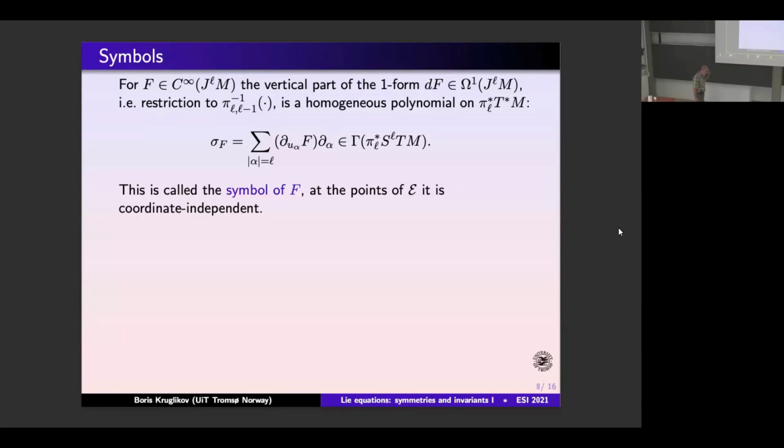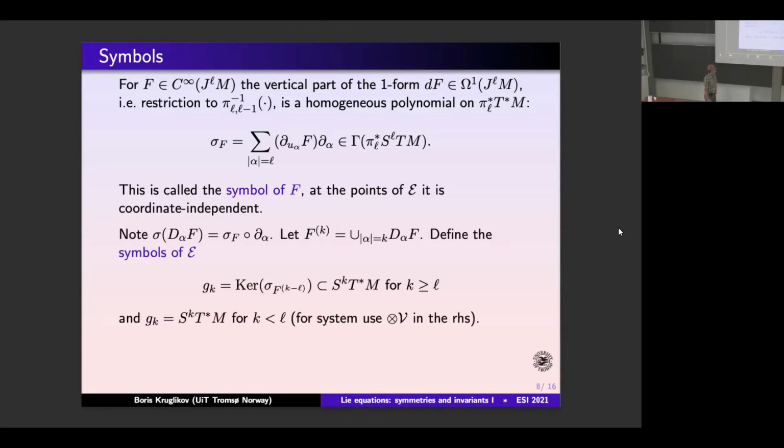Well, and the symbol, even though I wrote some coordinate formulas, is actually a coordinate independent notion. Okay, so note if you take the prolongation, like a total differentiation of the operator, and take the symbol, it's the same as composition of the symbol and d_alpha. I can interchange here actually, so it doesn't matter. This is multiplication of sigma f and d_alpha, that's commutative, right? Because I just multiply polynomials. So if you see these coefficients, they are frozen, so you're not going to differentiate them.